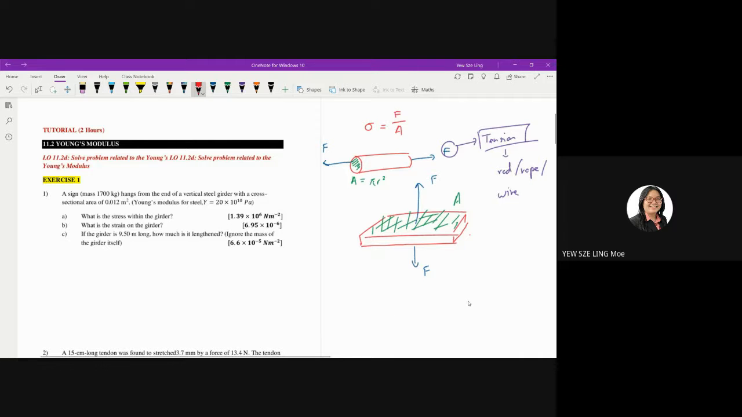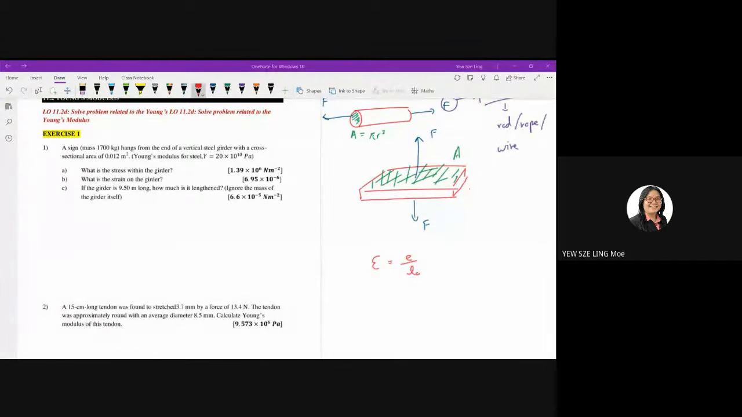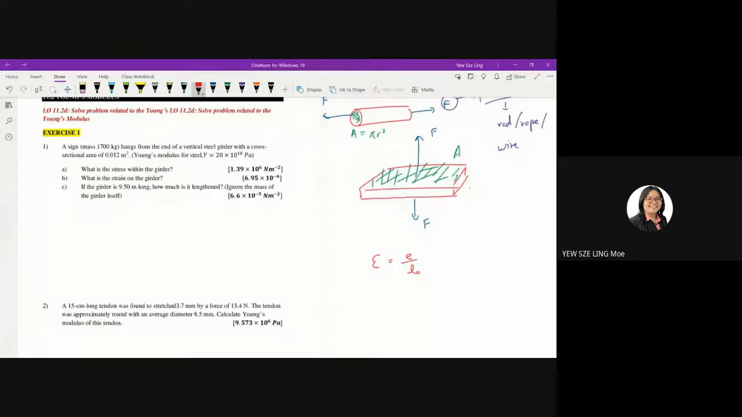The second thing that we're going to look at is what we call epsilon. Epsilon is the elongation over L naught. It's just a ratio. It tells you how much the object has been stretched. So epsilon equals E over L naught. What is E? E is the elongation. Now, what does it mean by elongation?